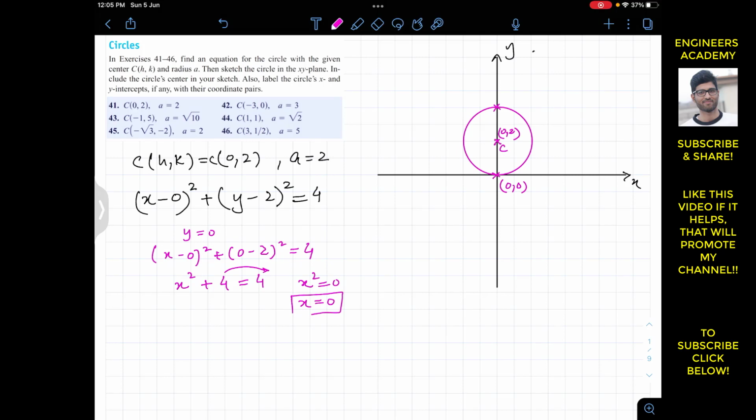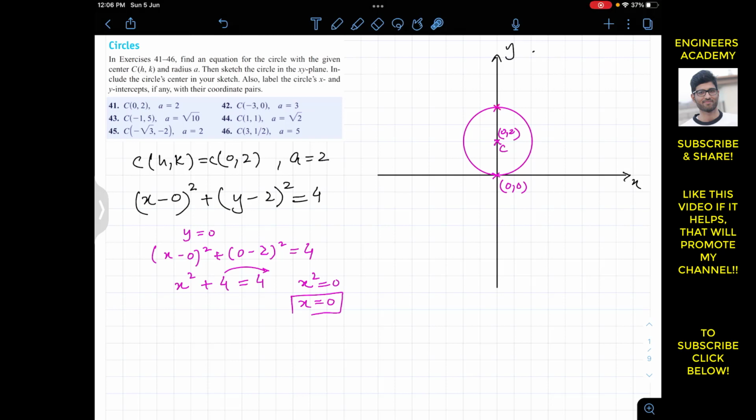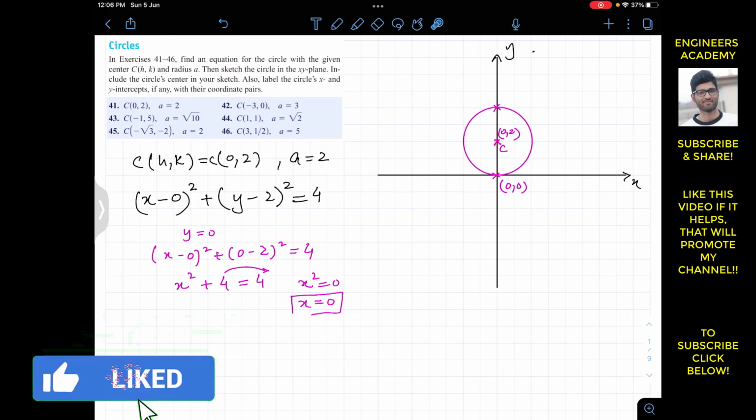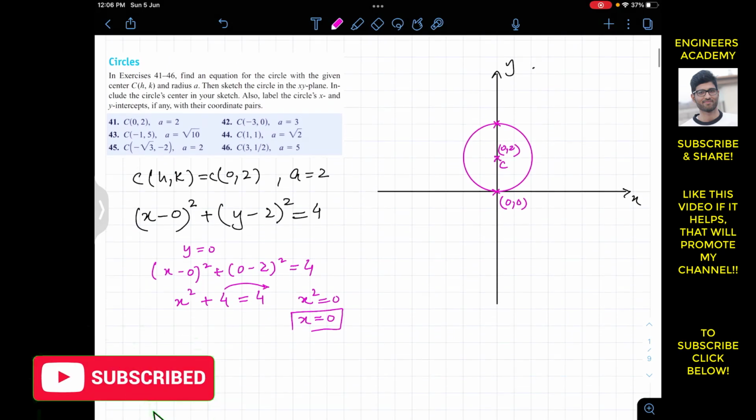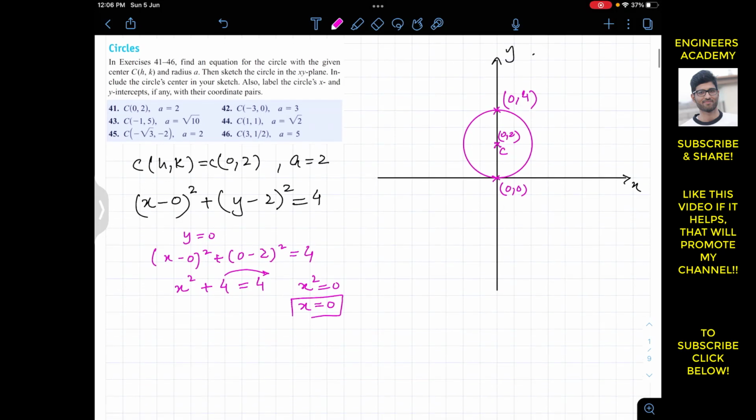To find the y-intercept, we can put x equals 0 in this equation. But this circle is very simple. By inspection, we can say that this point is at a distance of 1, 2, 3, and 4. If the radius is 2, the diameter is 4. So we can say that the coordinates of this y-intercept are 0 for the x coordinate and 4 for y. So this is the circle which is represented by this equation.